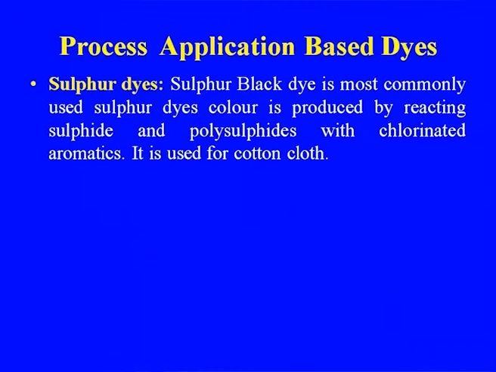Sulphur dye. Sulphur black is the most commonly used sulphur dye. The color is produced by reacting sulphide and polysulphide with chlorinated aromatics. It is used for cotton cloth.